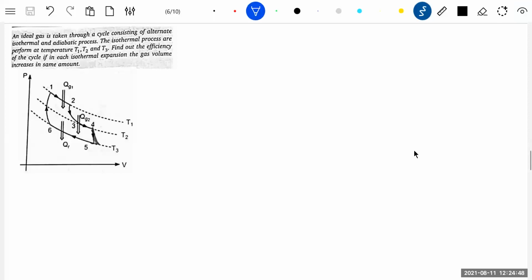No, 1, 2 is isothermal. Then 3, 4 isothermal. Alternate this one. Then isothermal compression. Then these are adiabatic. Alternate isothermal and adiabatics are there.